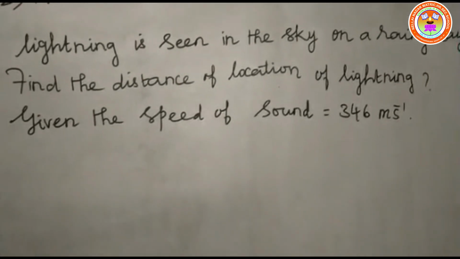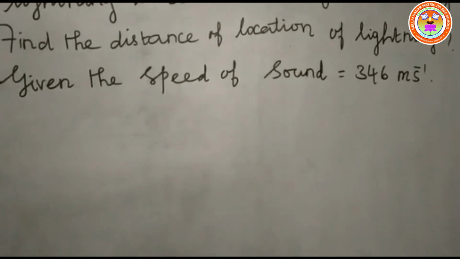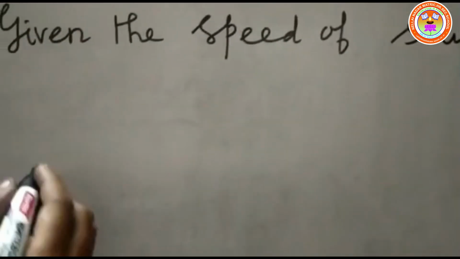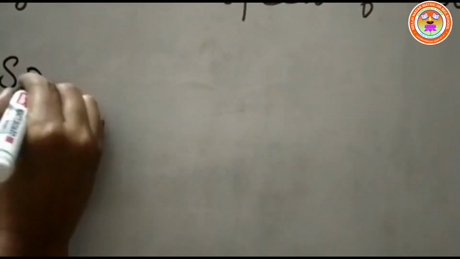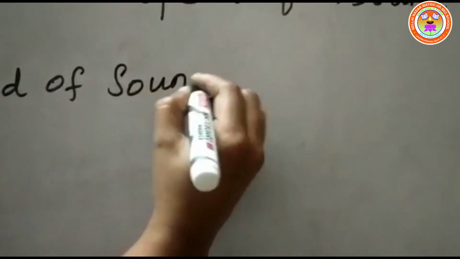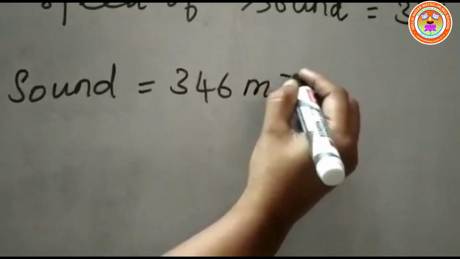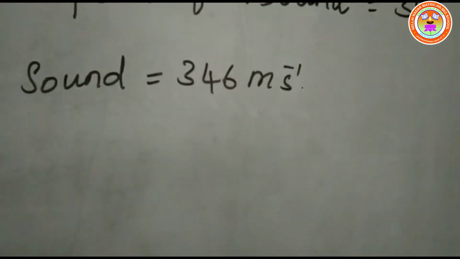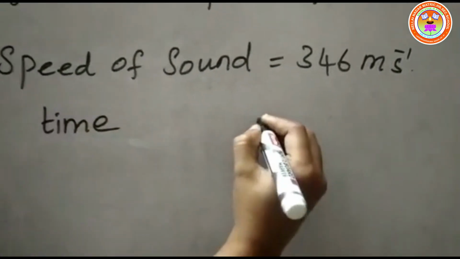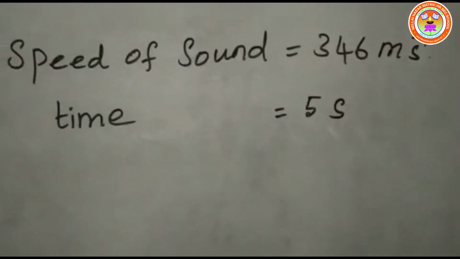The speed of sound is given as 346 meter second power minus 1. So first we have to substitute the values. What values are given? First you have to write the speed of sound. Speed of sound is 346 meter second power minus 1. It's a constant value given in the problem. And what is the time given? Time is equal to 5 seconds later than the lightning is seen in the sky, isn't it?